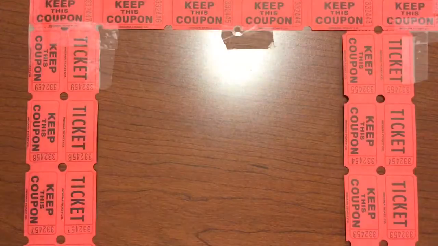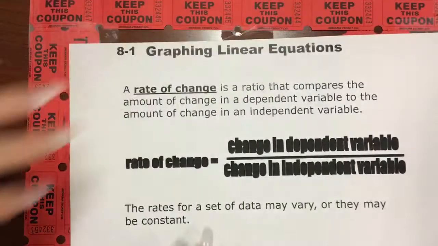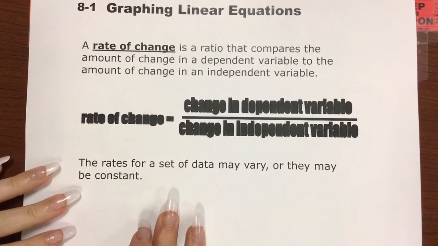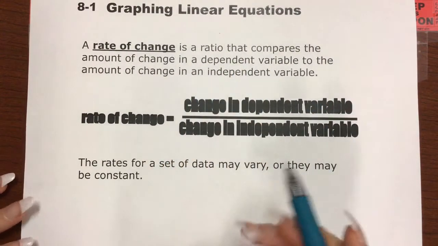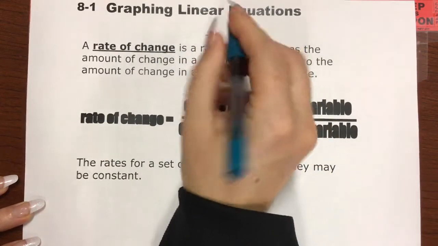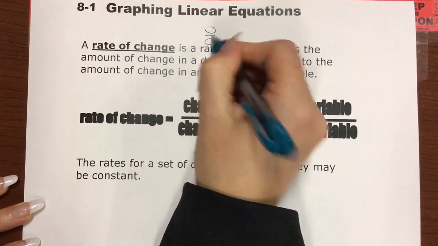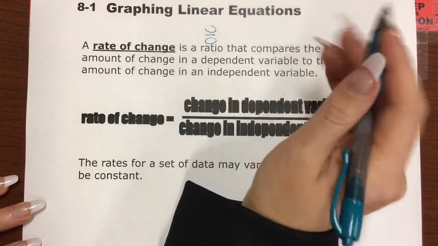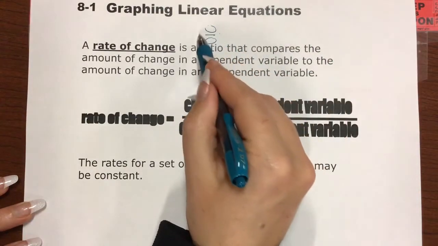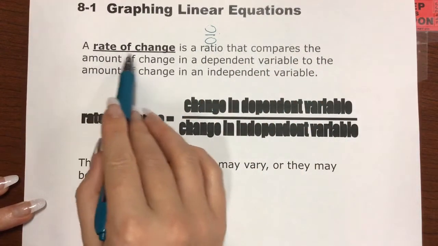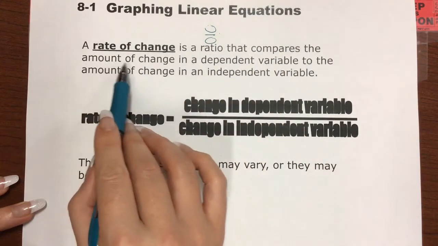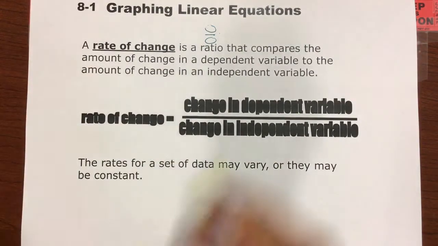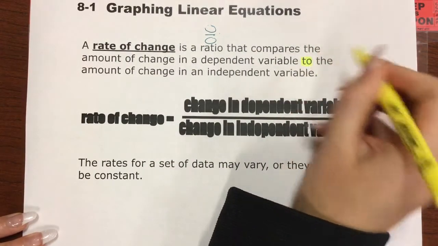All right, so moving on, we're going to talk about something that is called a rate of change. A rate of change is a ratio, and remember a ratio is where you have something on top divided by something on the bottom. Okay, you can write it as a fraction, or you can write it a different way too, but we're going to be looking at it in the fractional view. So a rate of change is a ratio that compares the amount of change in a dependent variable to, "to" is the key word that tells you what goes on the bottom of this fraction.